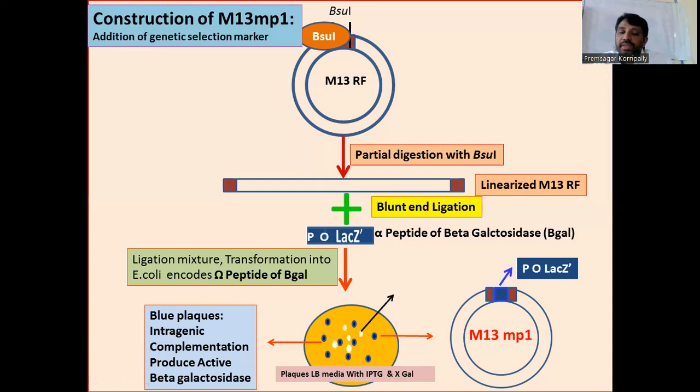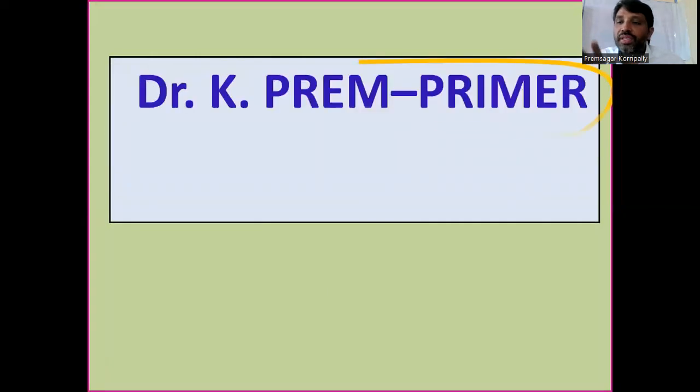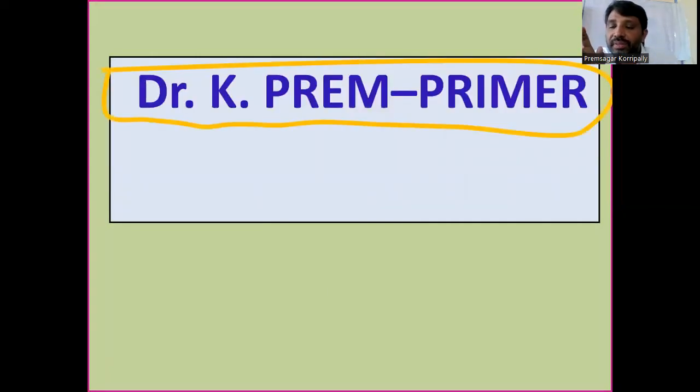Whereas if you see white plaques, it indicates self-ligated linearized M13 RF. If the M13 RF is self-ligated, you get white plaques. But if the M13 RF is ligated with the lacZ region, then it forms blue plaques. So this is what is called M13mp1. Hope you understand, right? So this is the construction of M13mp1.